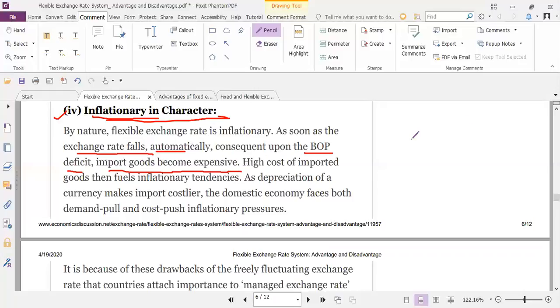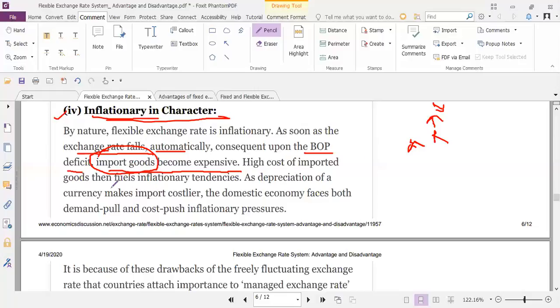So what is exchange rate? It is basically the exchange of two currencies. So if the exchange rate is falling, that means we need more money to exchange it with the other currency, like say rupee to dollar. Therefore, we'll have to spend more on one dollar. Therefore, imports will become expensive, right? We'll have to pay more for the imports now with the foreign exchange rate.